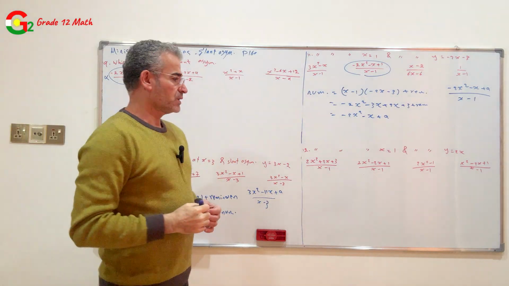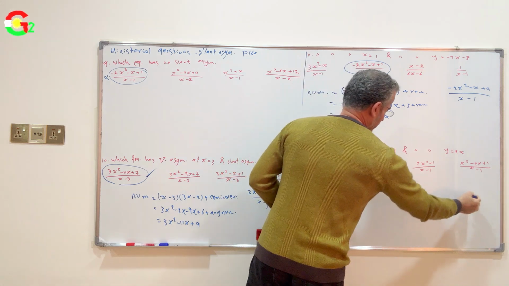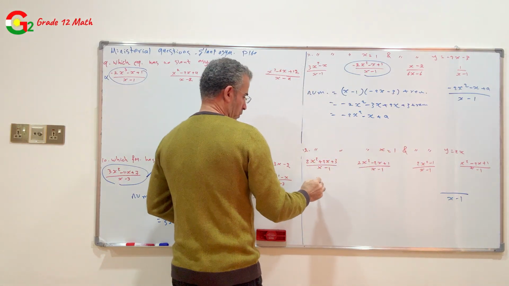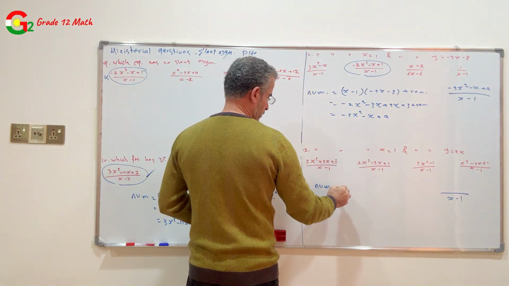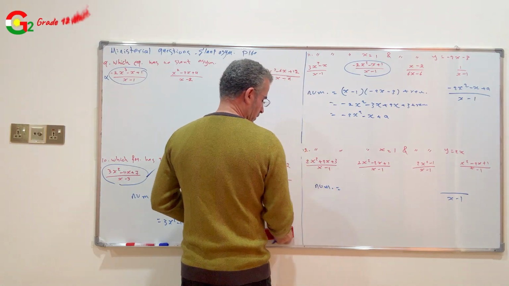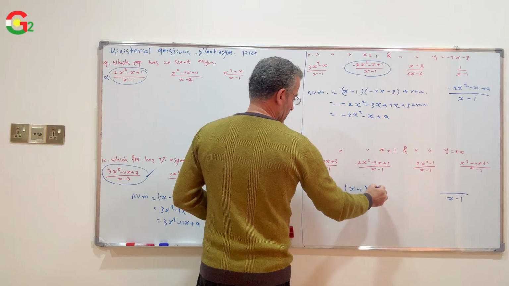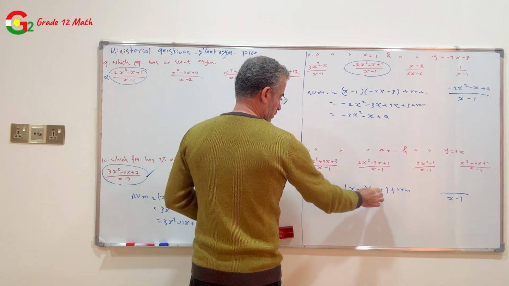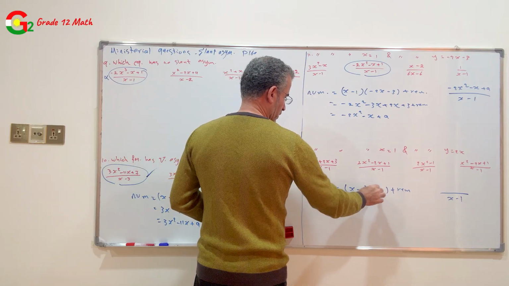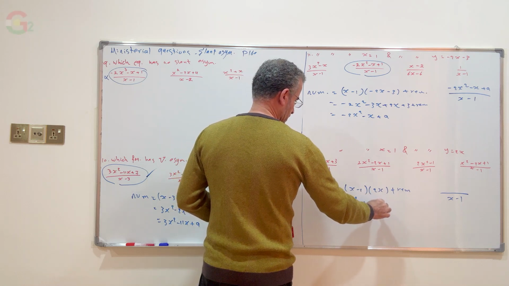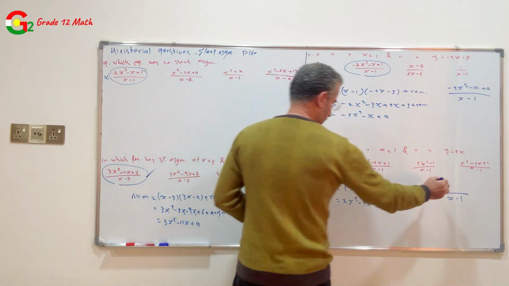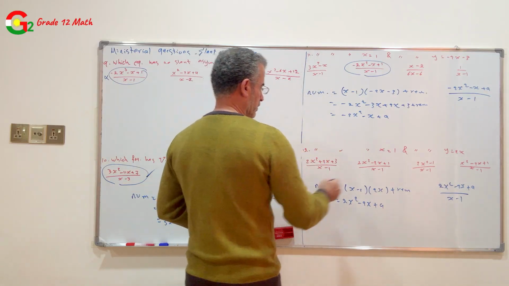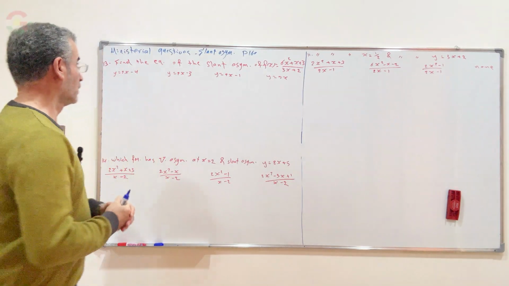Question number 12. Which function has a vertical asymptote at x equals 1, then the denominator is x minus 1, and slant asymptote at y equals 2x? Then the numerator of the function will be the denominator x minus 1 multiplied by the slant asymptote plus the remainder, equal to 2x times x, 2x power 2, 2x times negative 1, negative 2x plus the remainder, a. The function will be 2x power 2 minus 2x plus a over x minus 1. Choice B.